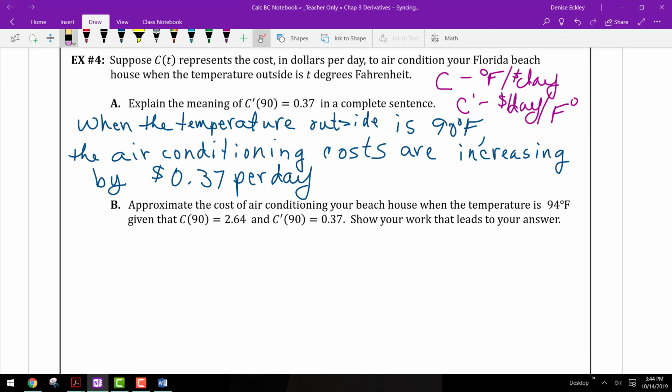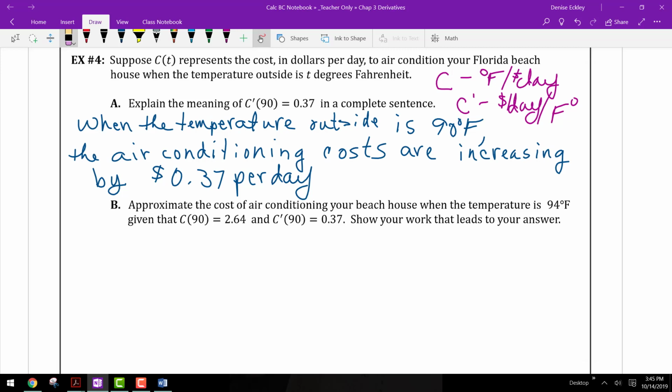Okay, and then part B, approximate the cost of air conditioning in your beach house when the temperature is 94 degrees Fahrenheit, given that C of 90 is 2.64 and C prime of 90 is 0.37. Show your work that leads to your answer. So the C prime of 90 equal to 0.37 is what we said in part A. It's that the cost is going to increase when you're at 90 degrees at 37 cents per day. And C of 90 is giving us the cost of the air conditioning when it's 90 degrees outside. So it would cost $2.64.